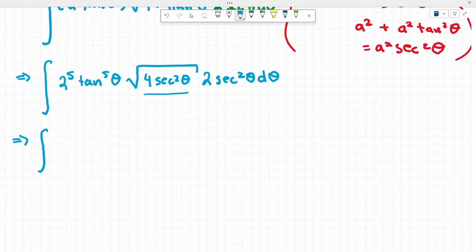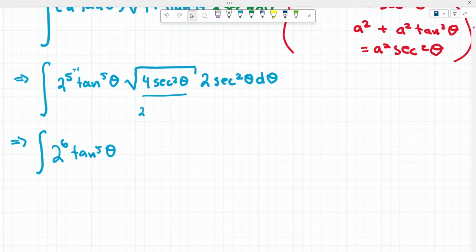And when we take the square root here, the square root of 4 is 2, so we're going to add an extra 2 over there, so it's going to be 2 to the power of 6, and then 10 to the power of 5 theta, and then over here we're now going to have the absolute value of secant theta, and then multiplied by 2 secant squared theta d theta.